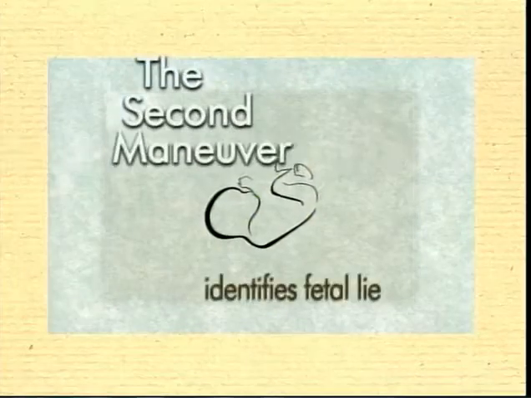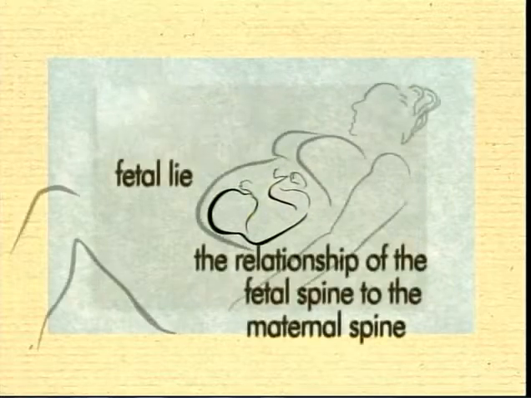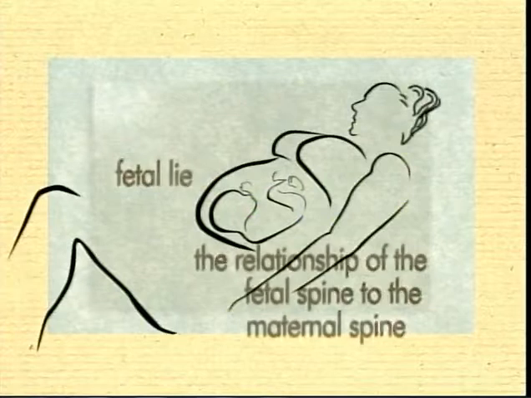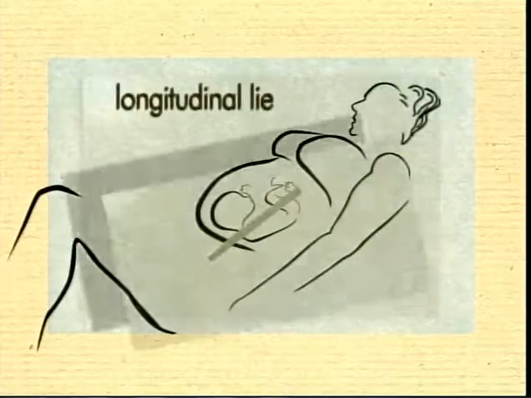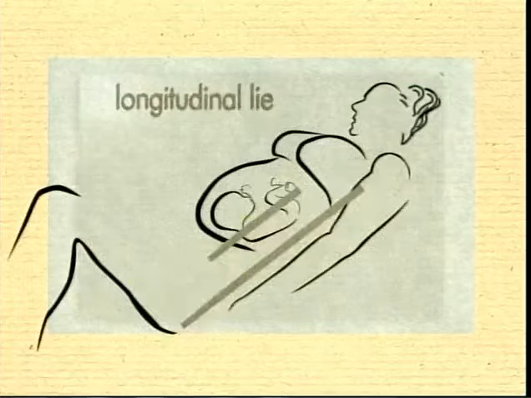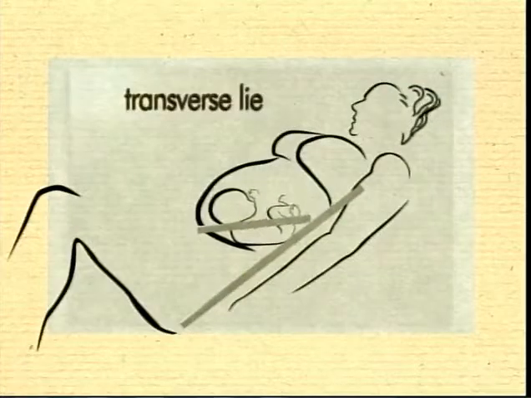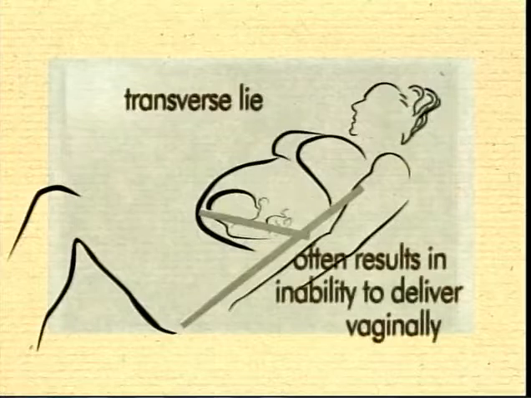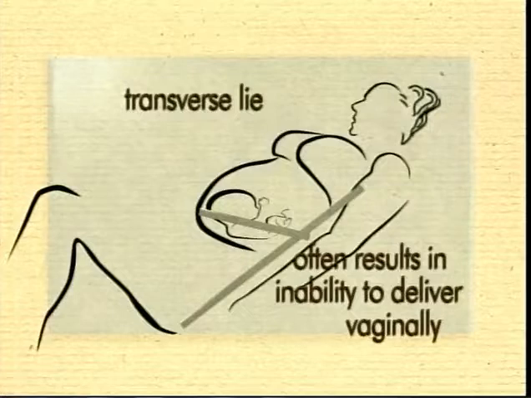The second maneuver identifies fetal lie. Fetal lie is defined as the relationship of the fetal spine to the maternal spine. A longitudinal lie occurs when the fetal backbone is parallel to the maternal spine. A transverse lie occurs when the fetal backbone is at or near a right angle to the maternal spine. Often, transverse lies result in the inability to deliver vaginally.